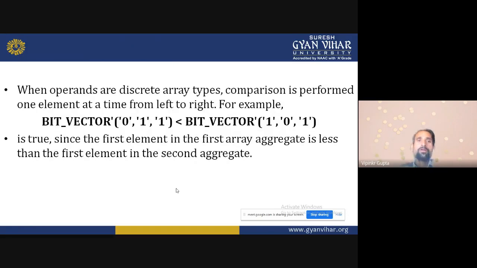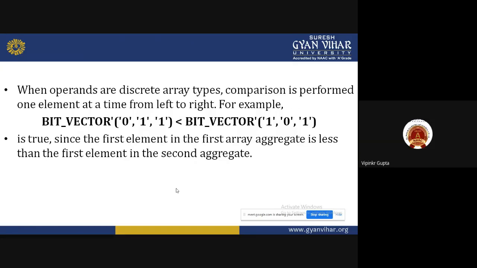When operands are discrete array types, comparison is performed one element at a time from left to right. One example is given: vector 0, 1, 1 is less than vector 1, 0, 1. So it is true. 0 is less than 1, so it is true, since the first element in the first array aggregate is less than the first element of the second.